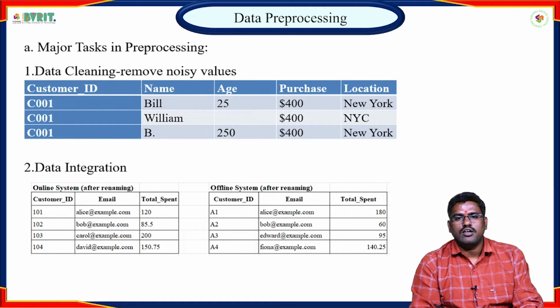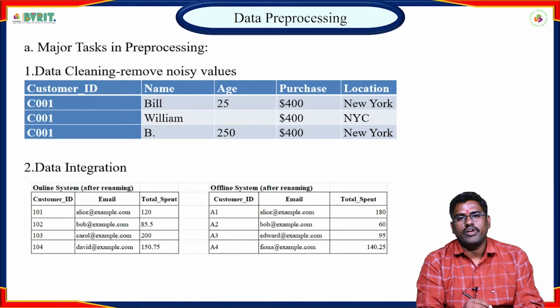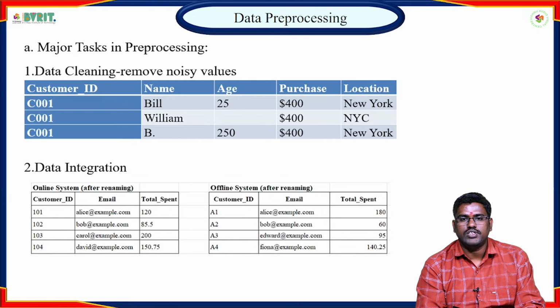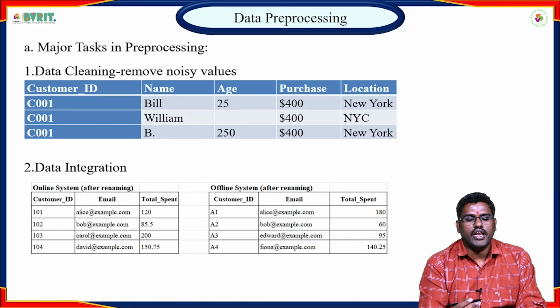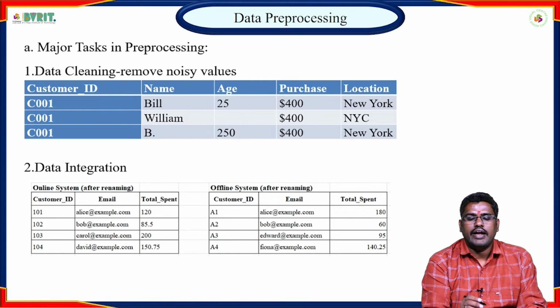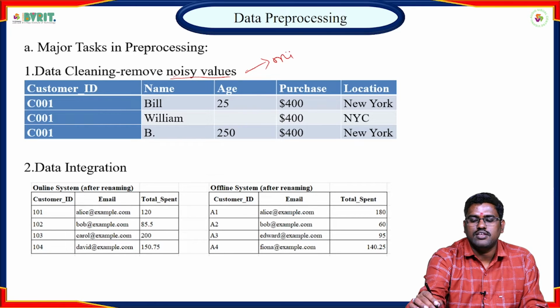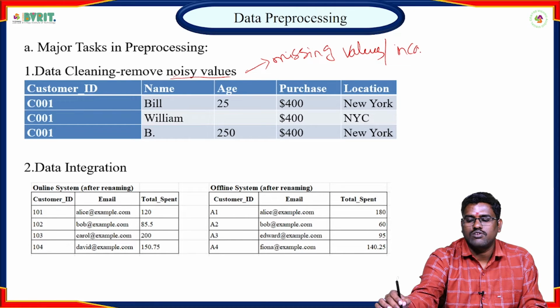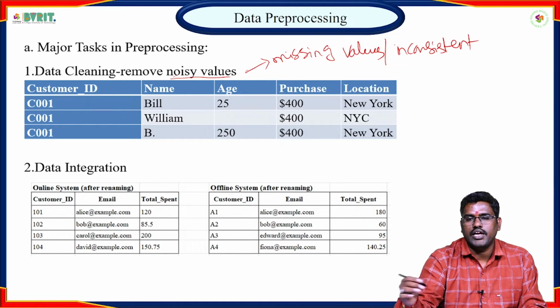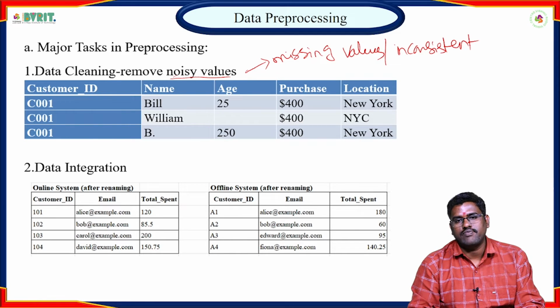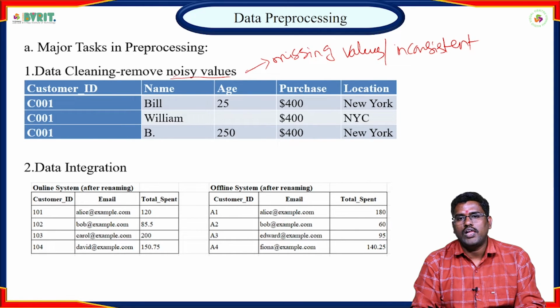So what are the tasks? Major tasks are to be implemented in the pre-processing. Major tasks means it is used to perform whatever we have to do regarding the accuracy, timeliness, and all those things. For that removing purpose, we have different types of processes. First one is data cleaning. Data cleaning means it is used to clean the data. If the data has any noisy values, missing values, or inconsistent values, those values will be removed from the structure.